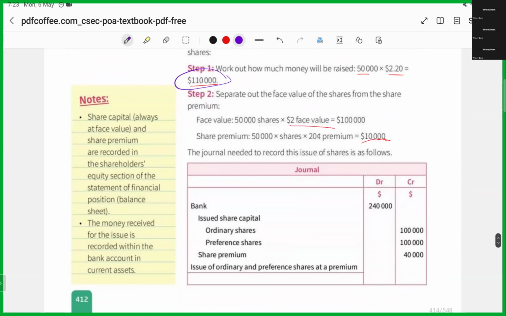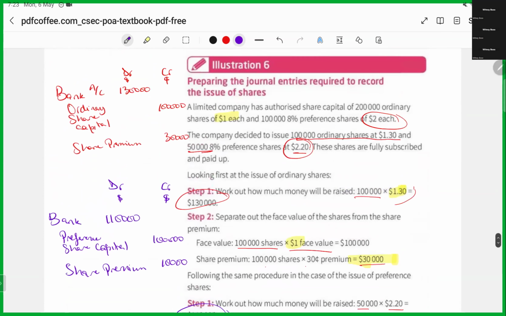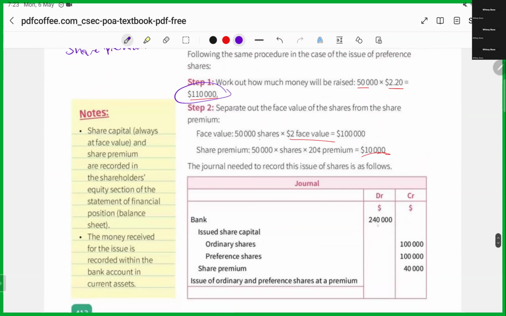So here is the journal entry that they had for the question, which is everything combined now. So here's a combination. How do you get the 240? It was the two bank amounts added, 130,000 plus 110,000, which gives us 240,000 total debit for bank. And we have our issued share capital that they showed us differently now. Ordinary shares, 100,000. Preference shares, 100,000 as well.